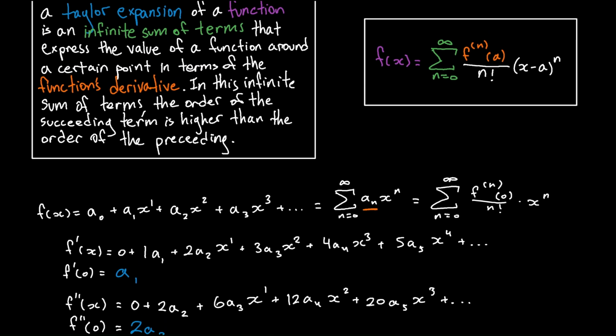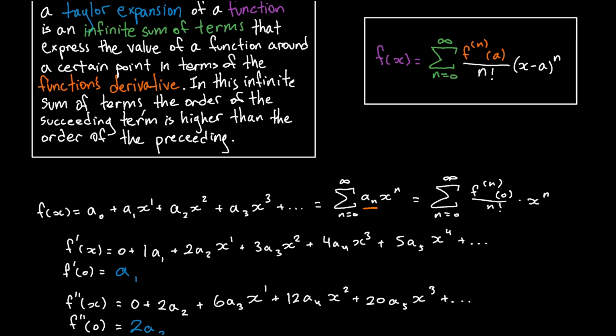And that almost looks like our Taylor expansion formula, except here, where there's a 0, in our Taylor expansion formula there's an a, and then we're also missing this x minus a to the n. So where does that come from? Let's look at a specific function to figure that out.